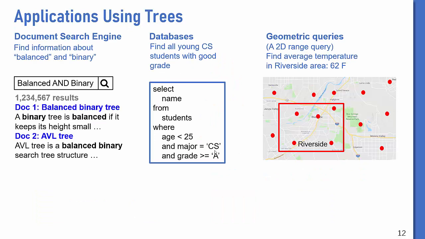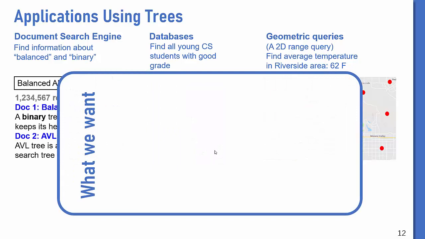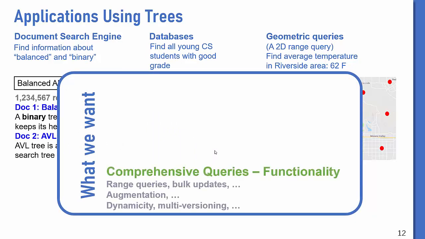Okay, so now let's consider what do we want from a good balanced binary tree. If we go back to look at the 3 applications, we'll find out what we want. The first, all of them have very complicated queries, much more complicated than just insertion, deletion, lookup. For example, some of them need range queries, some of them need bulk updates, like to add a bunch of new documents to the document search engine, or to add all the new freshman students in this year to the student database. So the tree should be full-featured, supporting a lot of operations.